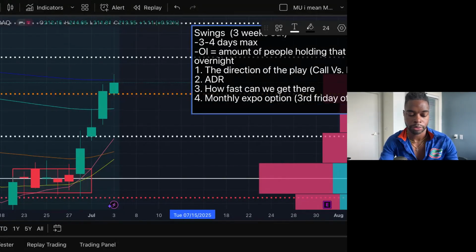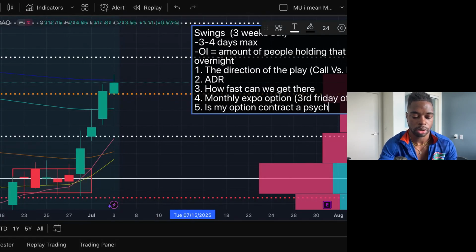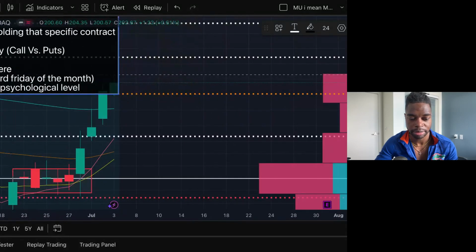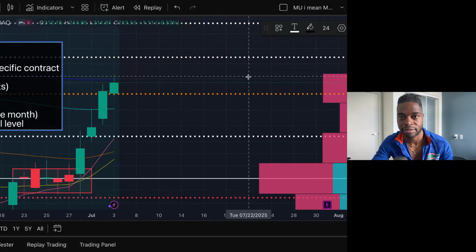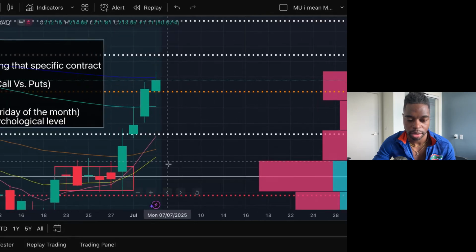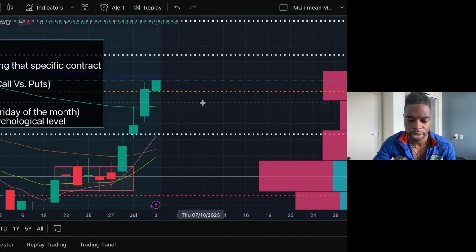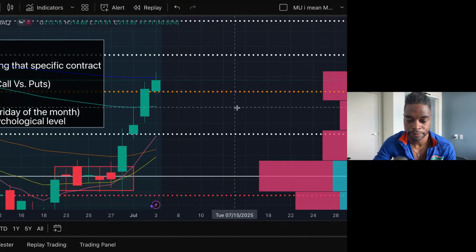Okay. All right. And then last but not least, the thing that I look at for choosing an option strike is, is my option contract a psychological level? Okay. Now, what does that mean? So basically what that means is, psychological levels are 5s and 10s places. So if we're at this $200 level and I'm going to choose an option, the option that I chose here on the initial move was 210.